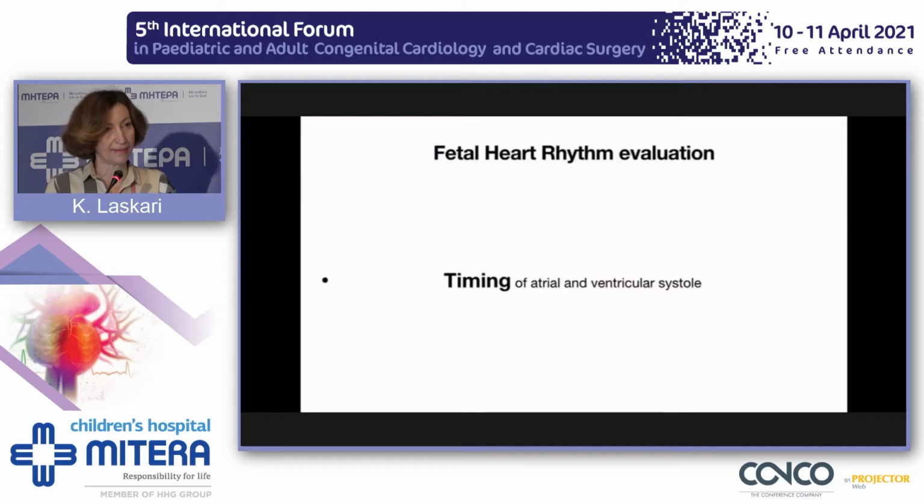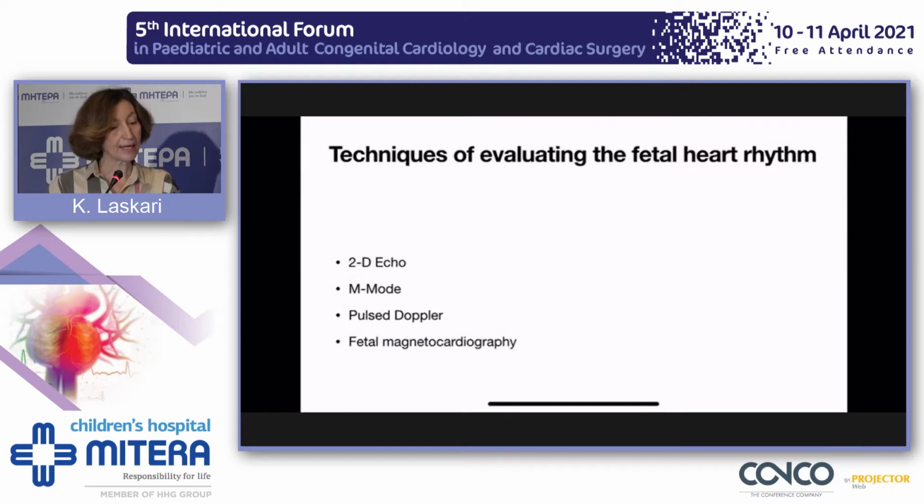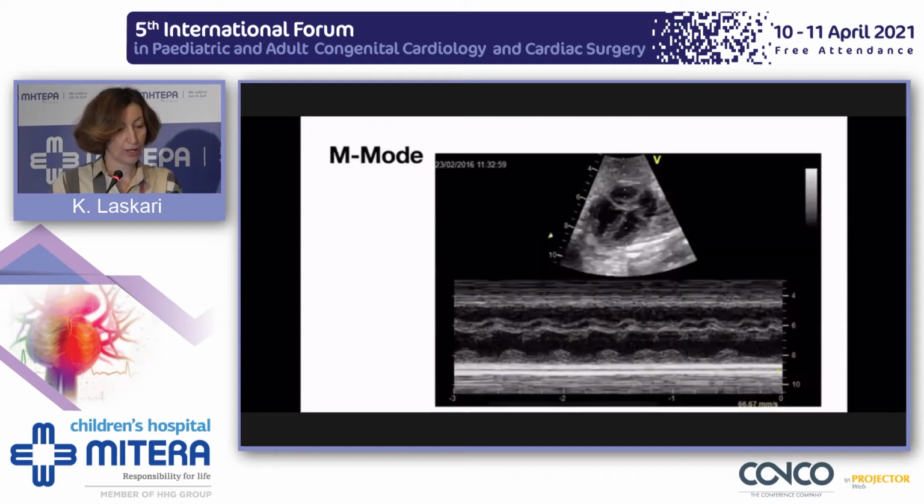In order to evaluate the fetal heart rhythm, one has to measure the timing of atrial and ventricular systole. How can we do that? The techniques of evaluating the fetal heart rhythm are 2D echo, M-mode echocardiography, pulse Doppler echocardiography, and fetal magnetocardiography. This is an M-mode tracing that shows the cursor cutting the atrium and the ventricle, and one can see the atrial systoles on top and the ventricular systoles on the bottom, and evaluate the timing between atrial and ventricular systole.